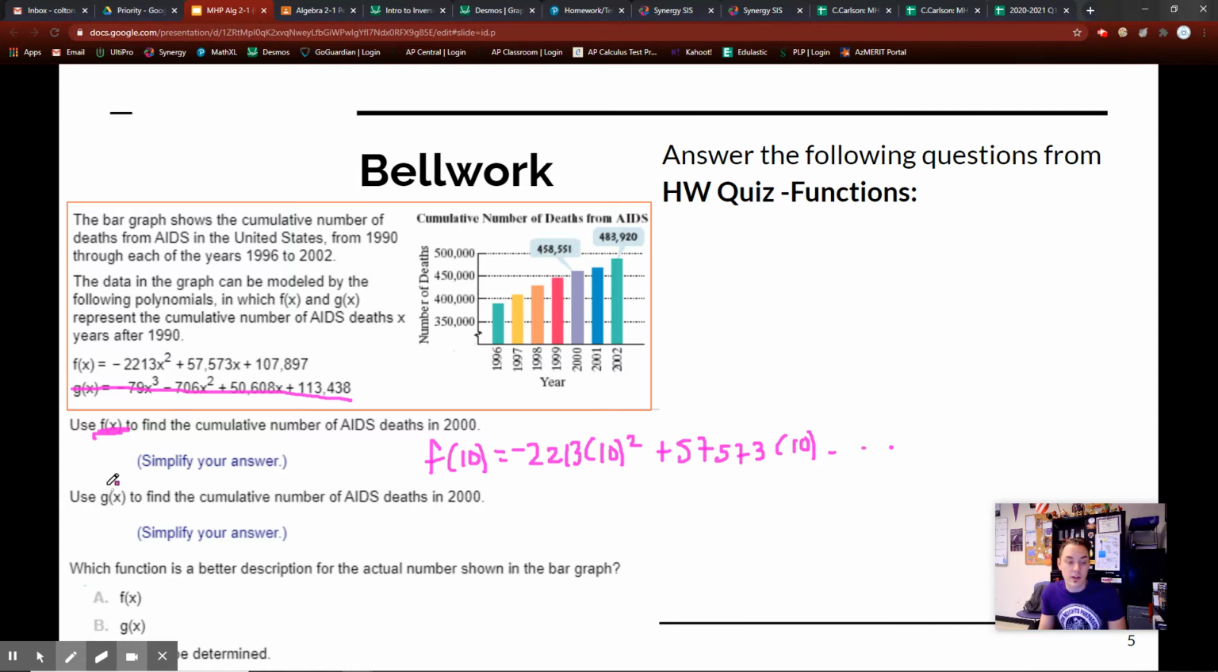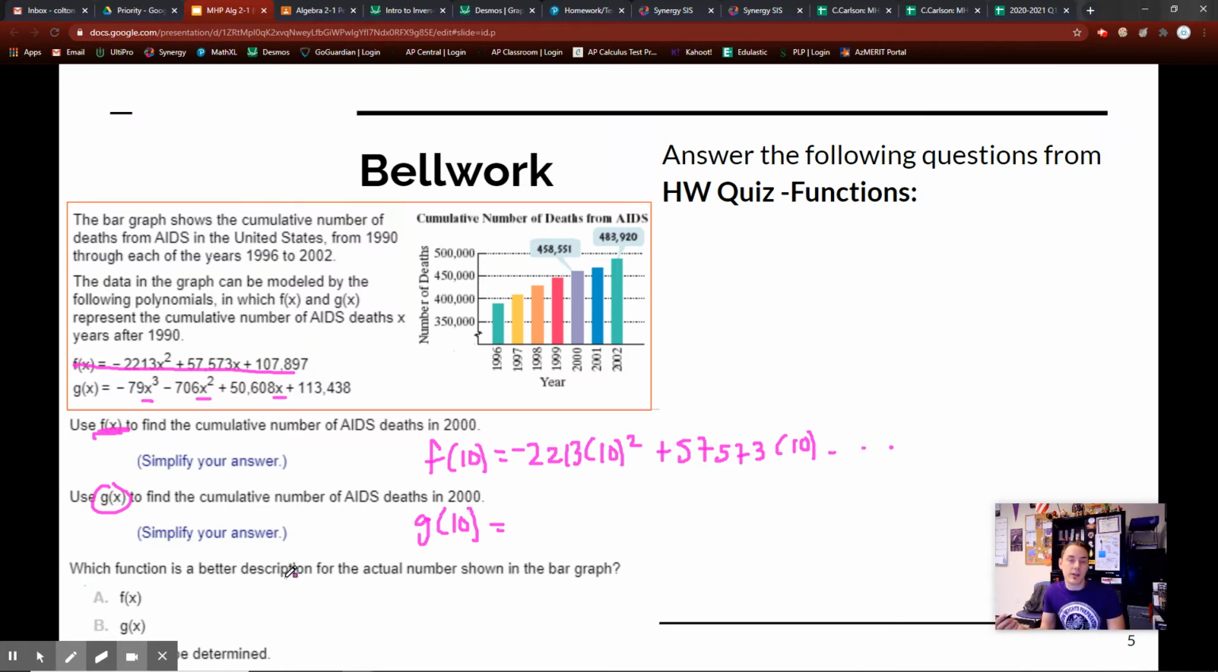For the next one, you're going to use not F but G, and it says also 2000, so you'll use G of 10. Same thing, you're going to plug in 10 everywhere you see an X. How can I do that? Calculator, Desmos, boom, and then you get your answers.